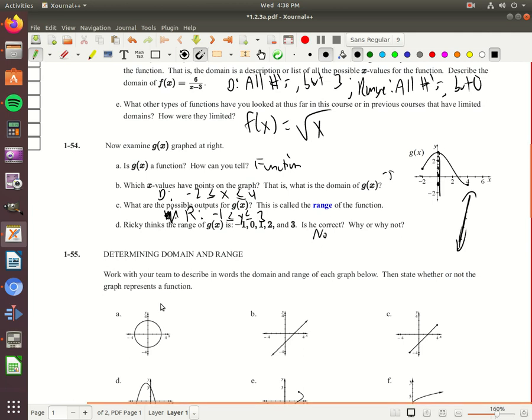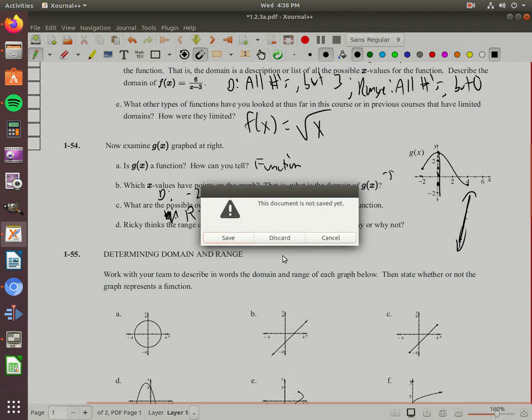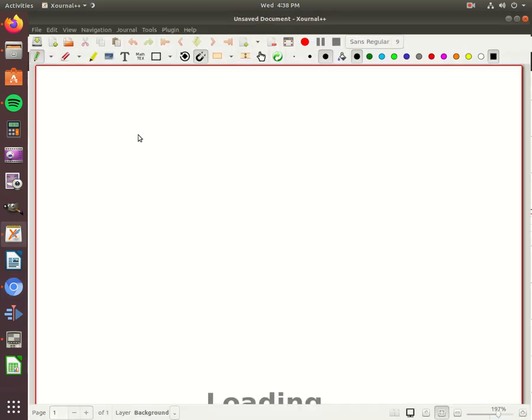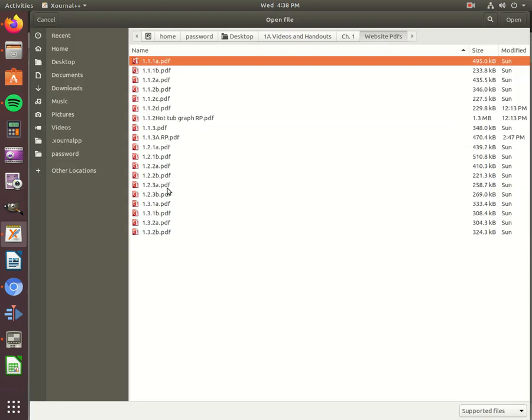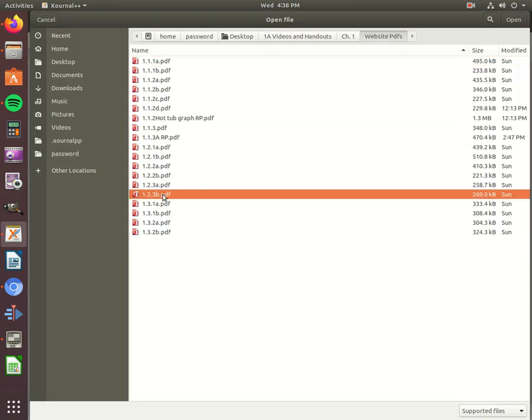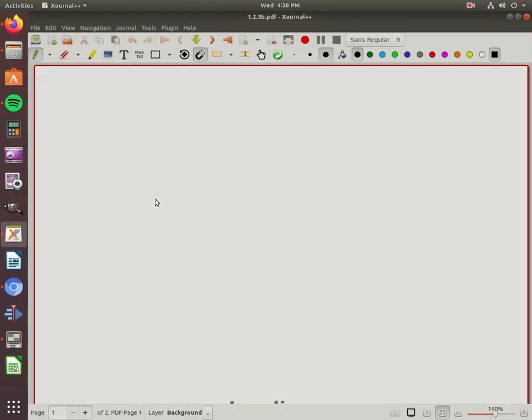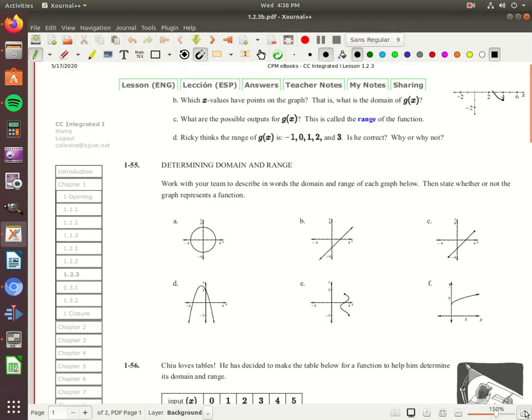All right, so let's try some of these. Let's go to 155 and let's try some of these. Is this right? I don't know if I'm on 123 or 131 or what anymore. Okay, so here we go.